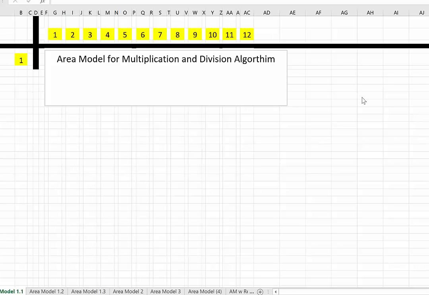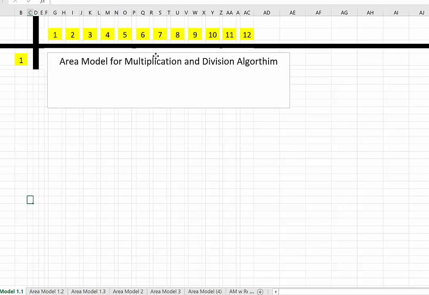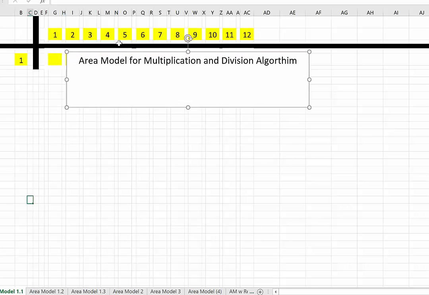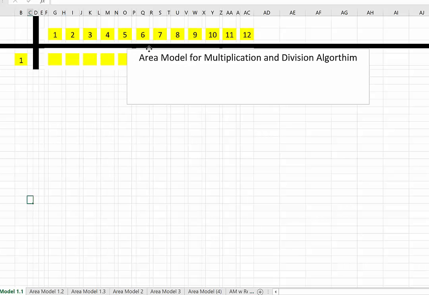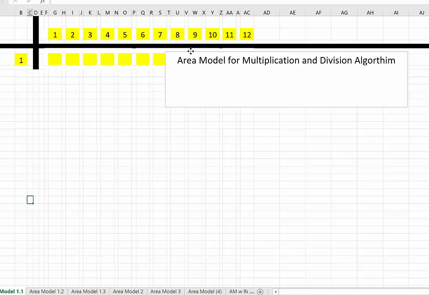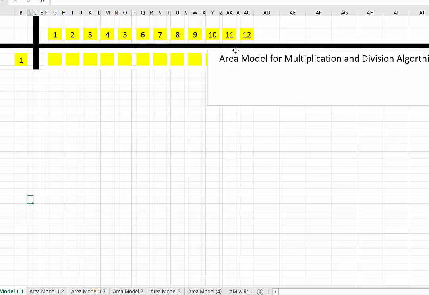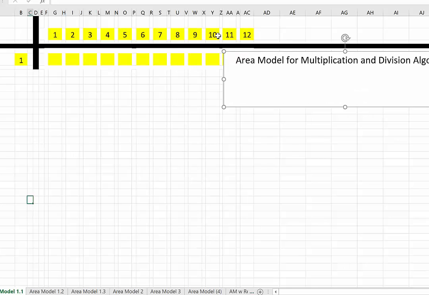This video is going to demonstrate the area model for multiplication and division algorithm. Just as a quick reminder on base 10 blocks, we know that these little squares are called units, and a 1 times 1 is 1, or a unit times a unit is a unit. And as we look across this traditional multiplication chart, all these units times a unit gives these units. And so once you get to 10, you get 10 units right here.